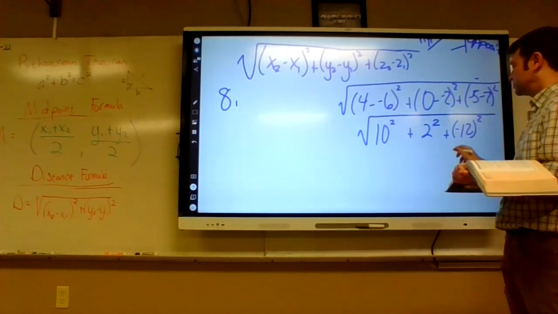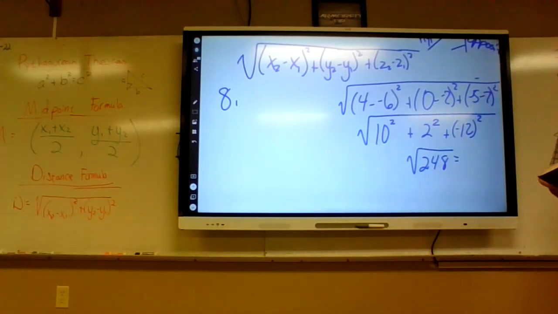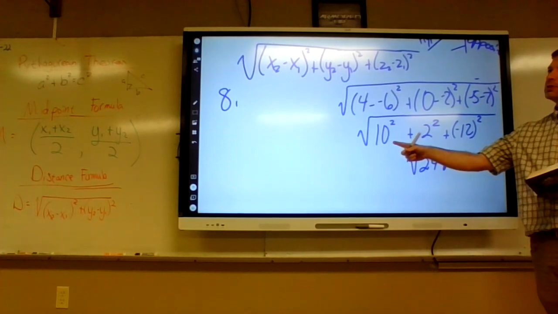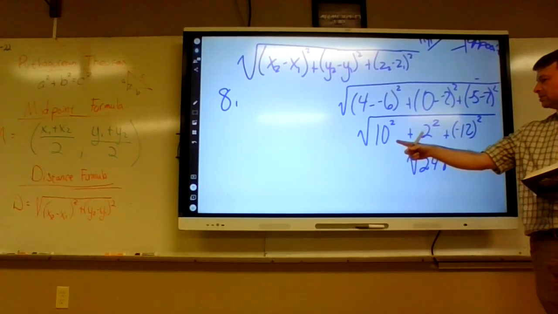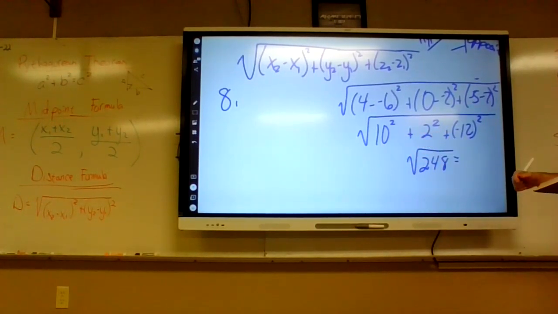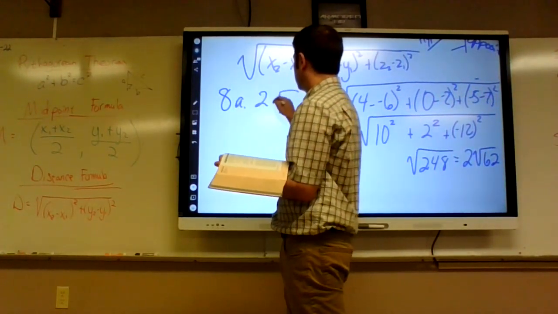This is the one thing I feel confident about. That is not what I got. Did I get it wrong? I think it just simplifies. You got 2 square root of 62? Yeah. What did I do wrong? Well, 2 square root of 62. Oh, I thought you said square root of 262. No, it's 2 square root of 62. Yeah.